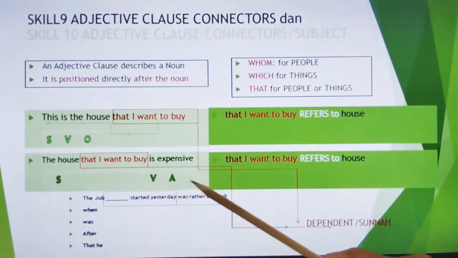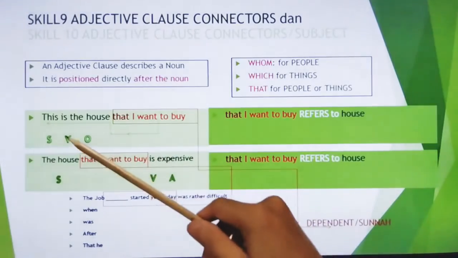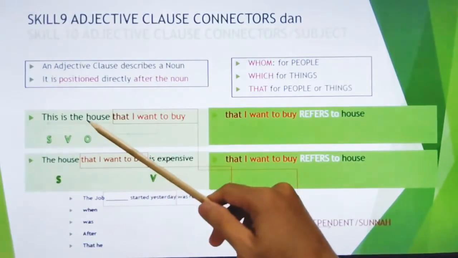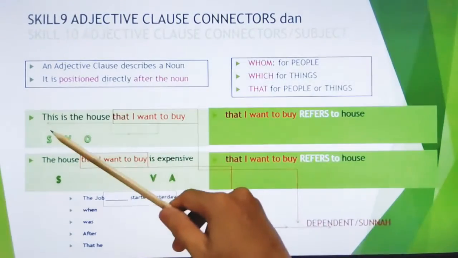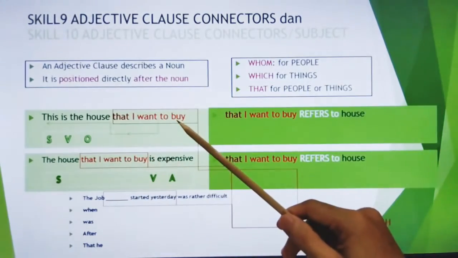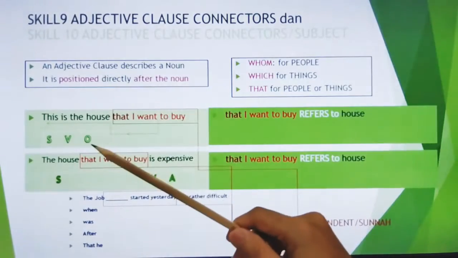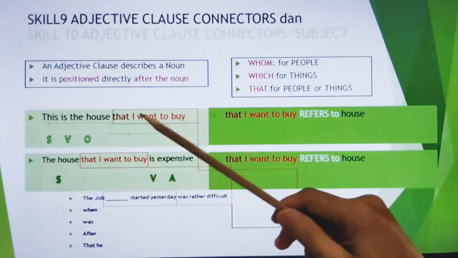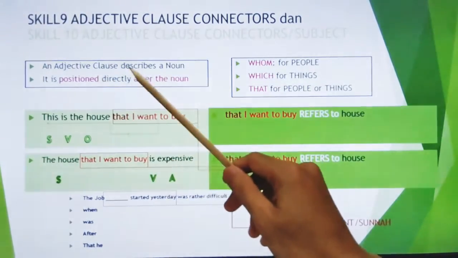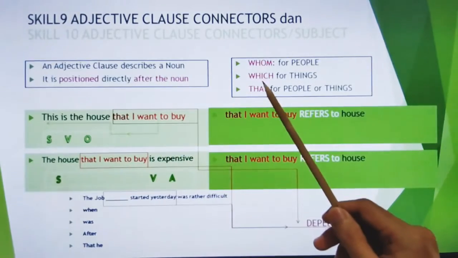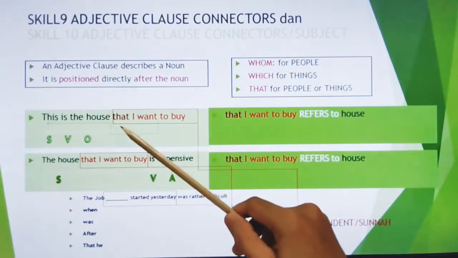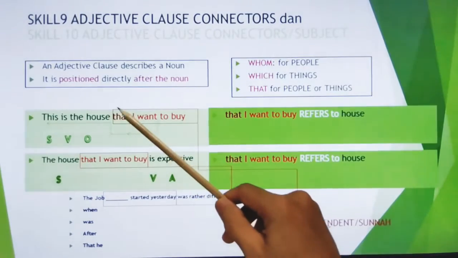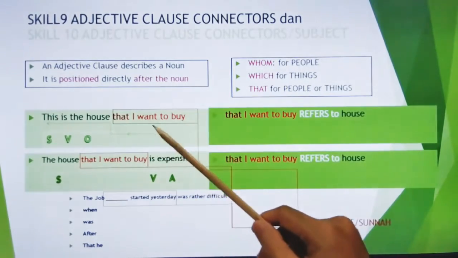So what about this one? For the first example, this is the house that I want to buy. In an adjective clause, remember that it describes a noun. So there is supposed to be a connector, and we can find the connector here. You make a circle and follow with I want to buy.